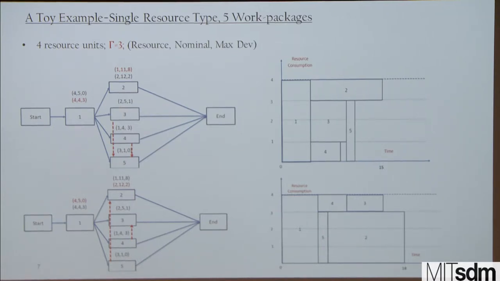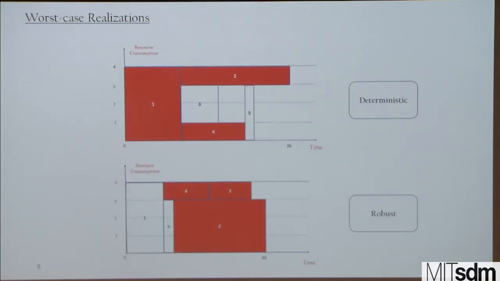Now let's move to the part where the project is executed. And let's assume that subject to the uncertainty set and the gamma equals 3, the worst case scenario is realized. In this case, we can see that the deterministic plan doesn't hold very well. The duration will be 26, and the robust duration will be 20. And we are guaranteed to finish the project in 20 time units for each combination of activities realizations within the uncertainty set that we assumed.